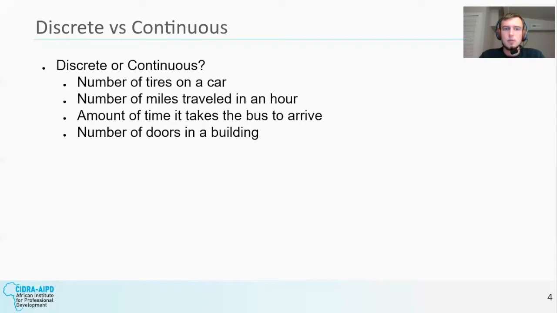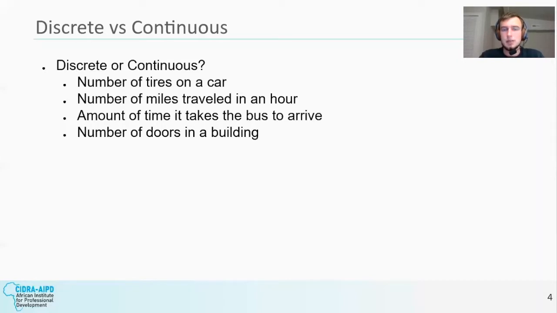The number of miles traveled in an hour. You can travel no miles, you can travel 1 mile, you can also travel 1.3758 and so on miles. It doesn't really map well to the natural numbers. It's in a range, and it can be a lot of values. So because of that, we're going to say it's continuous.